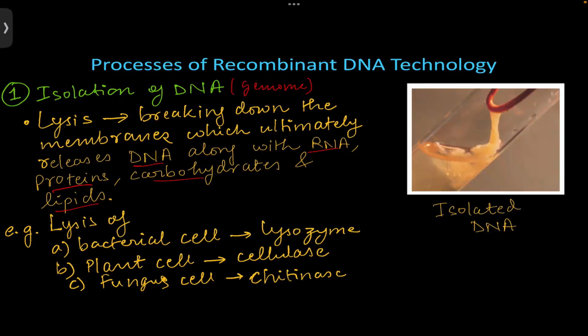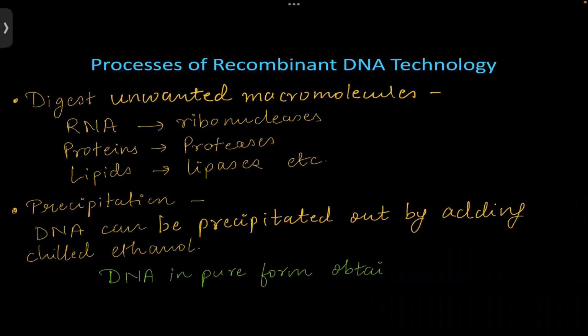You will do that by using several types of enzymes that are available. Like for bacterial cells, people use lysozymes. For plant cells, people use cellulase to break down the cellulose cell wall. Then for fungal cells, people use chitinase to break down the thick chitin coating. Okay.